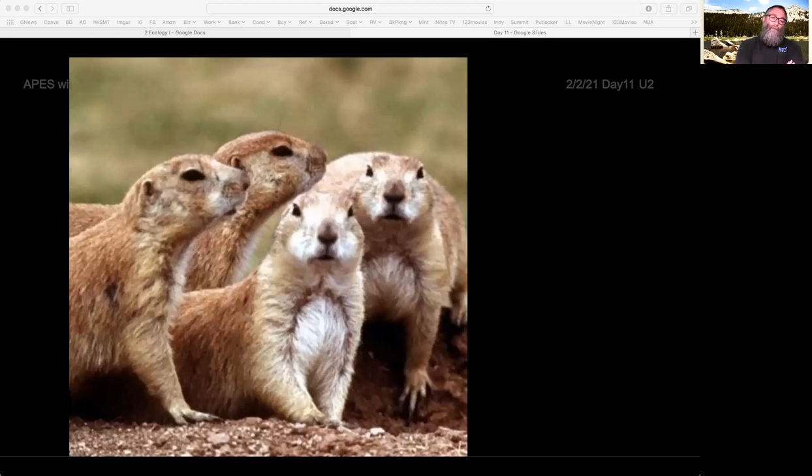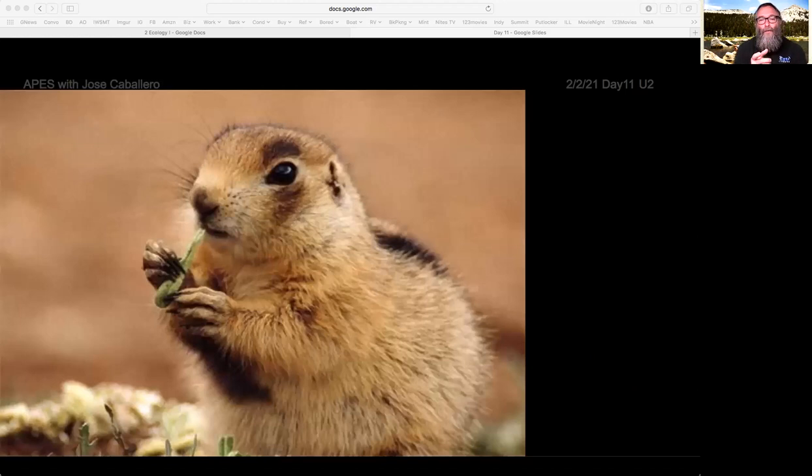These little things are called prairie dogs. Prairie dogs are kind of neat. Prairie dogs eat seed sprouts. But here's the thing. They harvest the seeds and then they farm the seed sprouts. If you don't think that's neat, you're not paying attention.